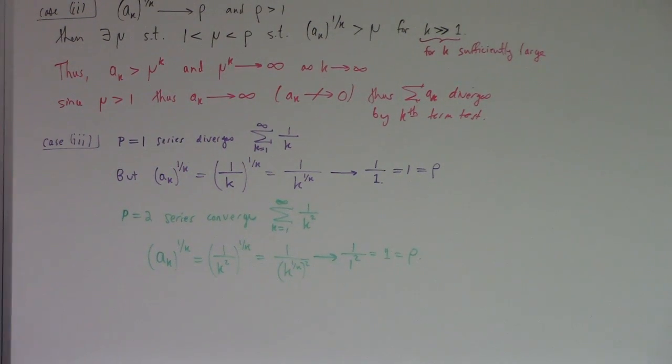If the kth root tends to 1, well, then you don't know. It could be convergent, it could be divergent. You just can't say. Let me show you an example or two.